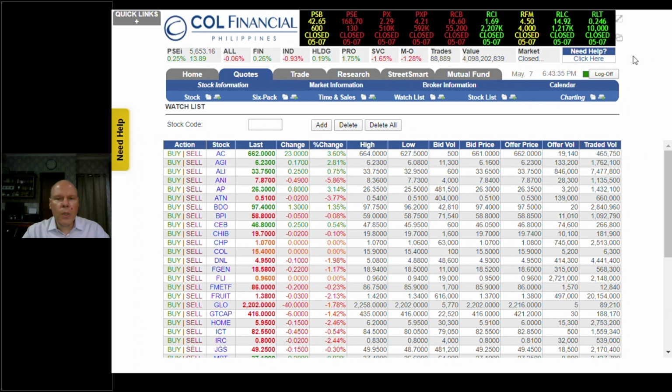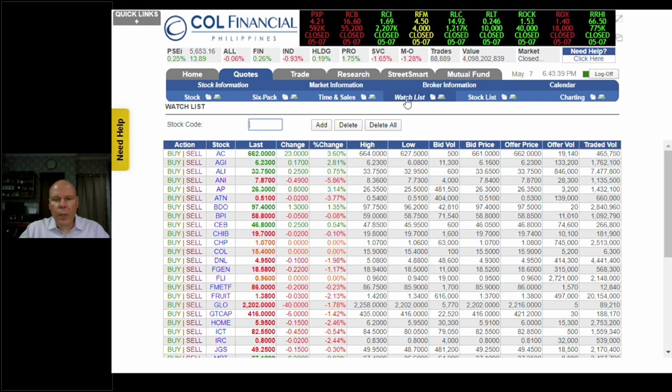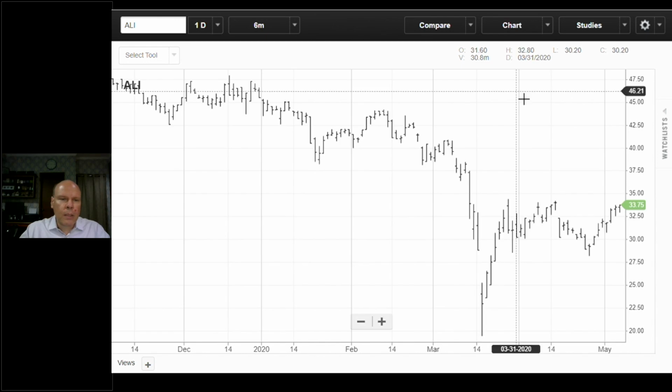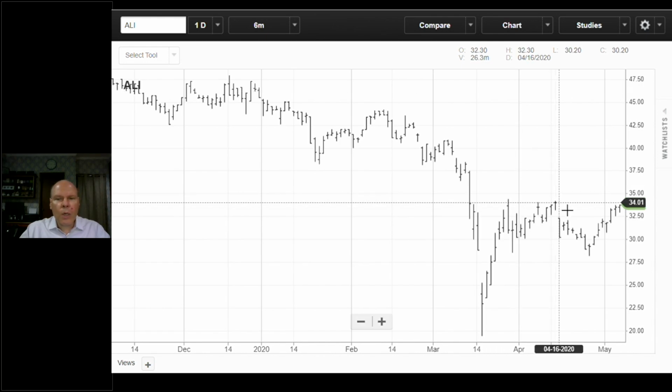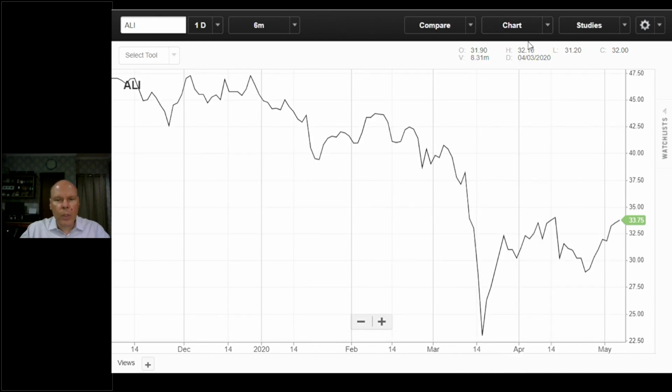If you're logged into your site, you simply go into your quotes page, look for the charting tool here, click on it, and it will launch the charting app for you. Now in the app, you can put in a stock code up here, or you can input it in another way, which I'll show you in a while.